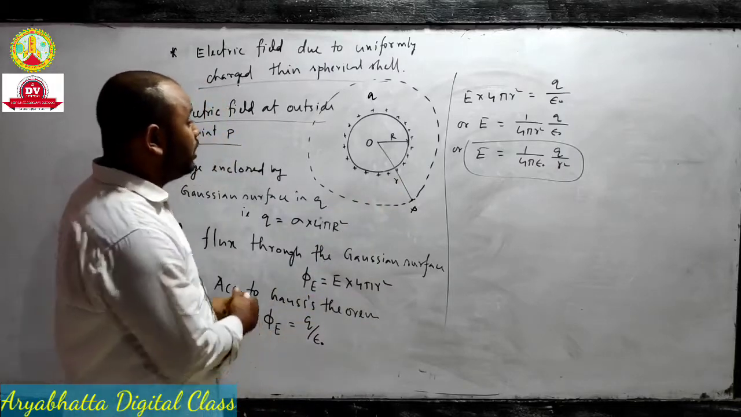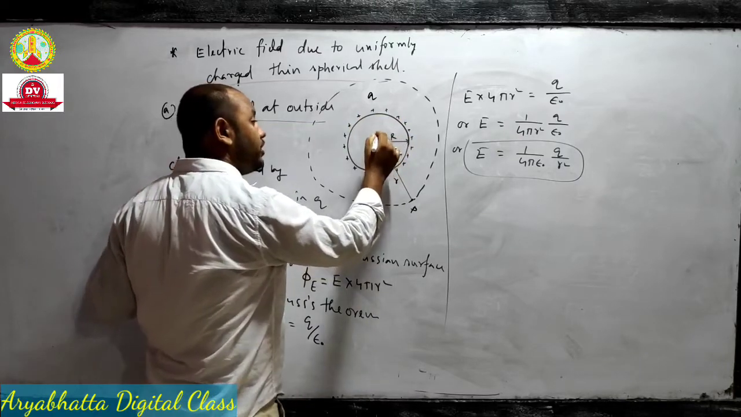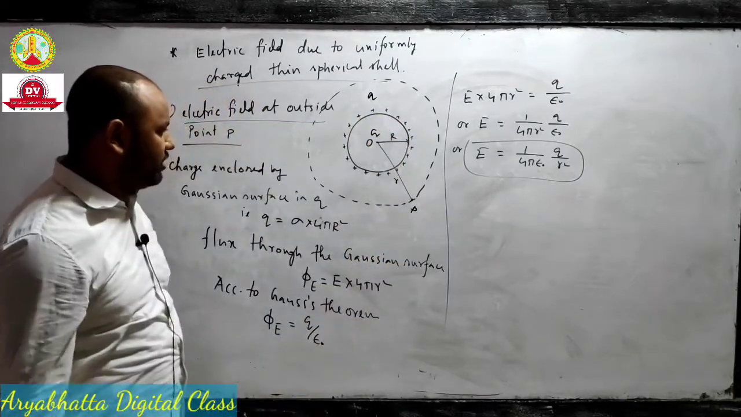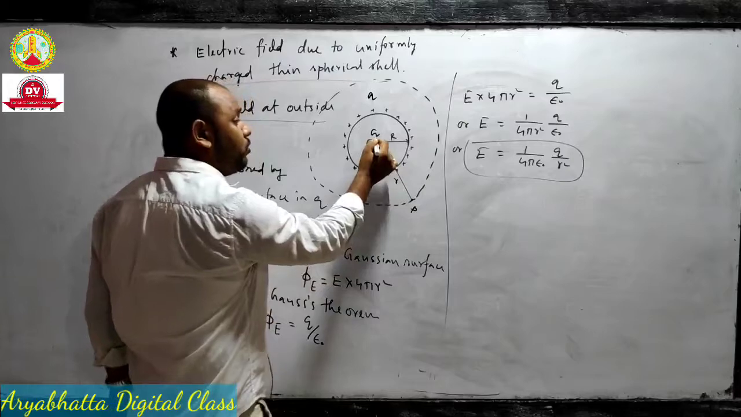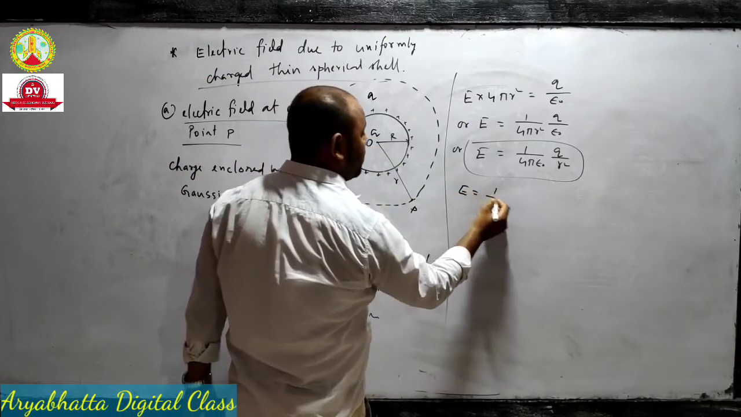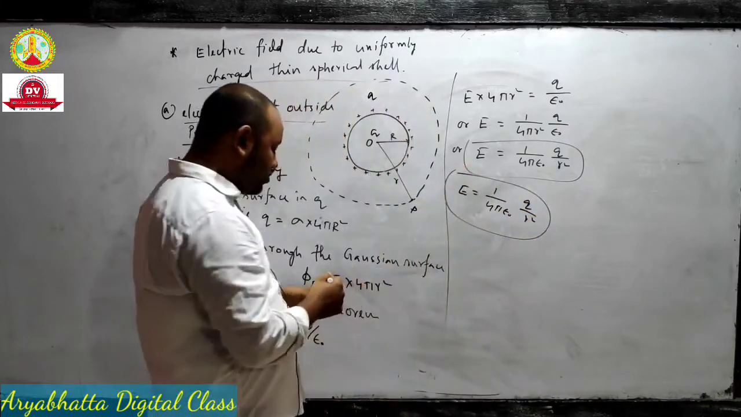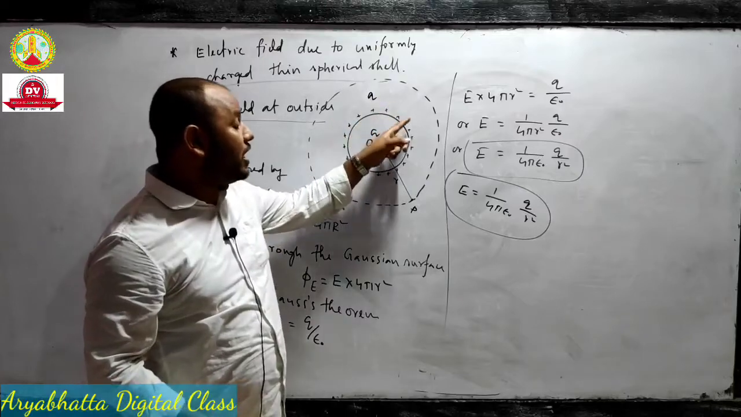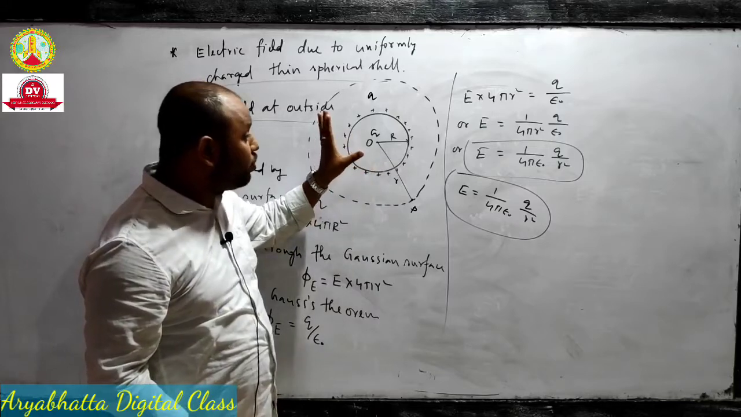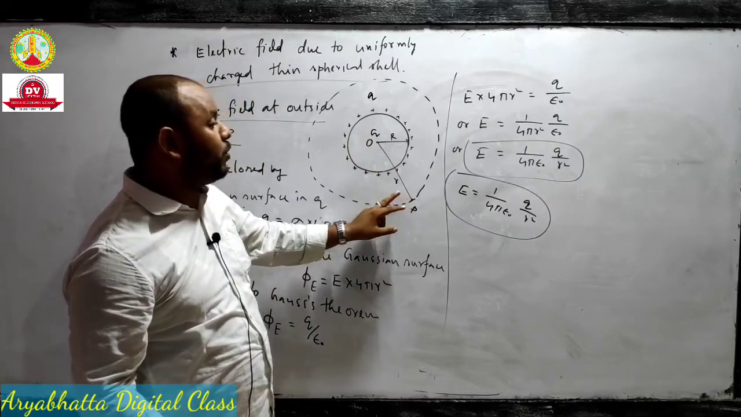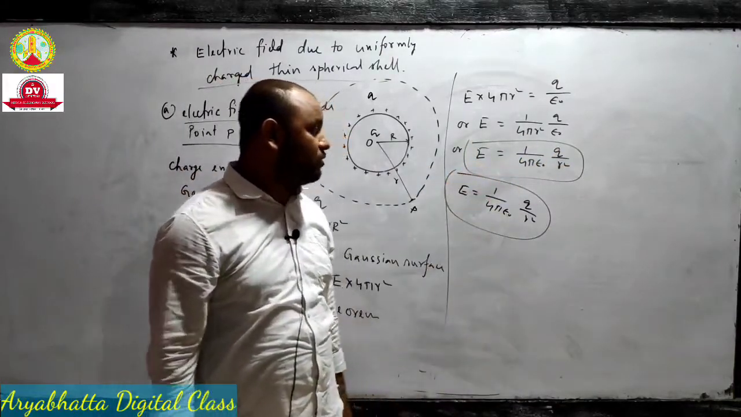point P. Look here, if the charges are not on the surface, if the charges are at point O, then what will be the value of electric field? If the charges were not on the surface but at the point, what would the value of the electric field be? It would be 1 by 4 pi epsilon naught q by r square. Here the charges are uniformly distributed over the surface. For that charge we are calculating electric field at point P, and the value of the electric field that came is 1 by 4 pi epsilon naught q by r square.